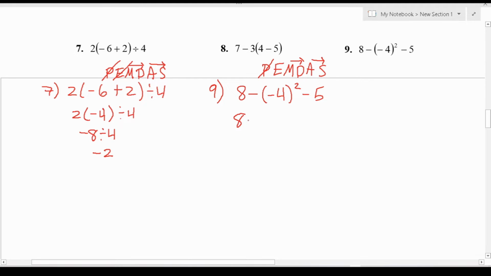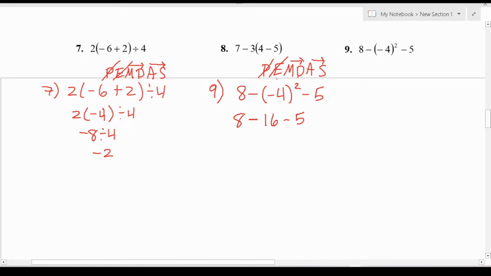This is going to be 8 minus, let's work out this exponent. -4 squared is the same as -4 times -4, which is going to be positive 16. Oh, and we're going to leave this negative hanging out there. So this is 8 minus 16, and then minus 5. All right, so we did our exponent.